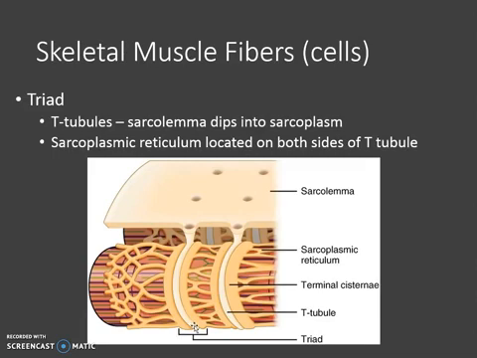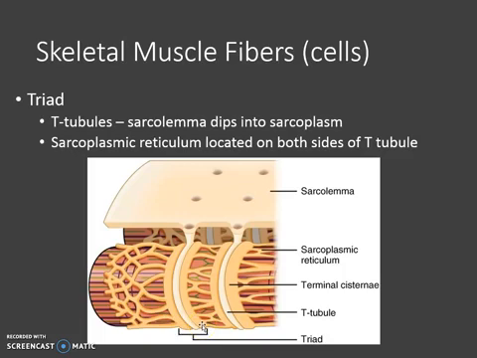And then you'll notice that on either side of this, which is called a T-tubule, by the way, on either side of the T-tubule, you have your sarcoplasmic reticulum. So you've got some here and on this side. And so this structure, which consists of the T-tubule and the two sarcoplasmic reticula, is called a triad.